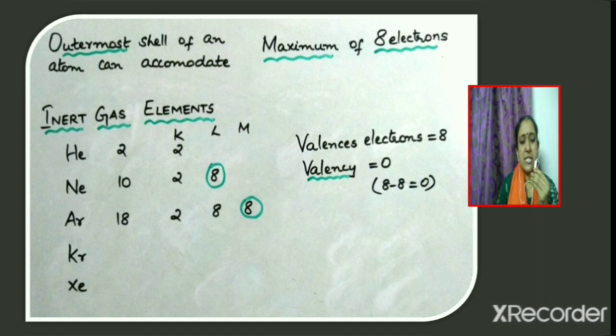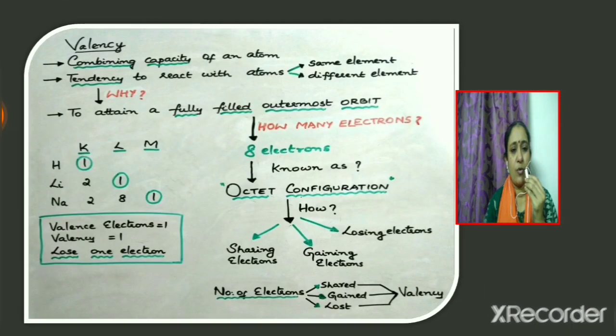And how is the valency calculated here? It is equal to 8 minus the number of electrons in the outermost orbit. In this case, it is equal to 8 minus 8, which is equal to 0. So that is how we get the valency of inert gas elements as 0. Valency can therefore be defined as the combining capacity of an atom. It shows the tendency of an atom to react with atoms of either the same element or atoms of different elements.